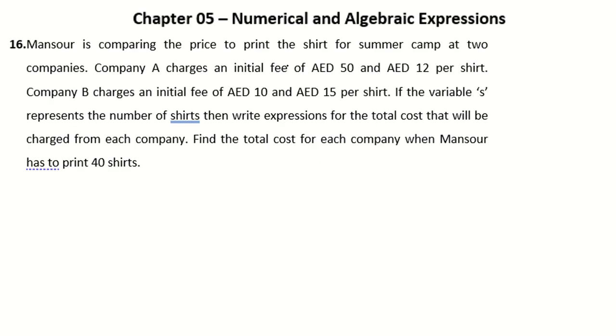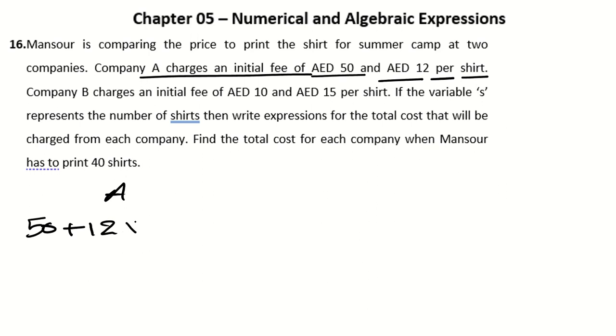Okay. Now next is: Mansoor is comparing the price to print shirts for summer camp at two companies. Company A charges initial fees of 50 dirham. Initial means this is extra. And then 12 dirham per shirt, meaning 12 dirham for one shirt. So this is for company A. They are charging 50 dirham extra, the initial fee, plus 12 dirham for one shirt. So I am taking the number of shirts as X.